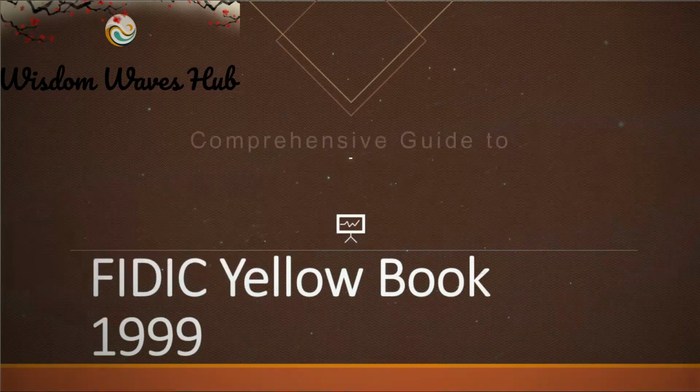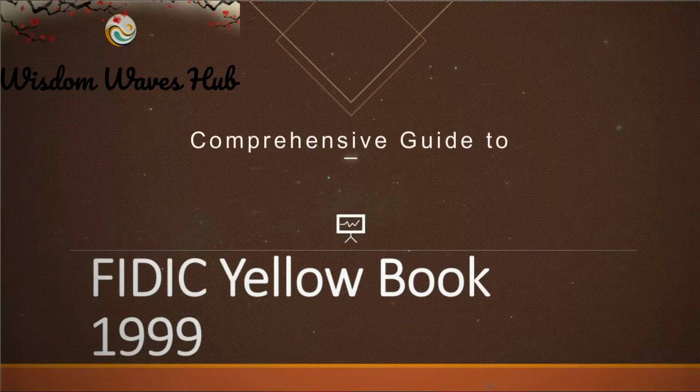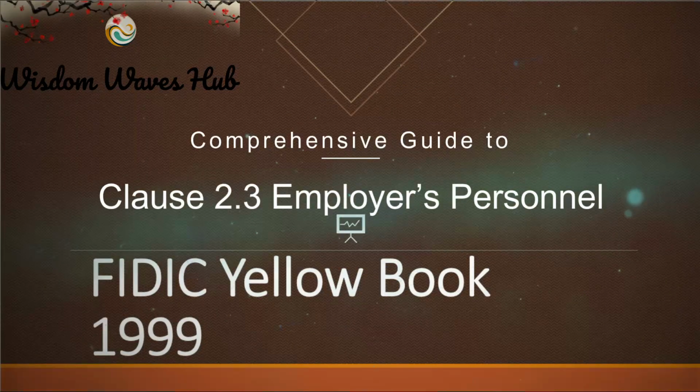The 2017 FIDIC contracts have expanded on some clauses, offering the contractor more protection. For instance, Clause 2.4 emphasizes the contractor's confidence in the employer's ability to sustain payments throughout the project.